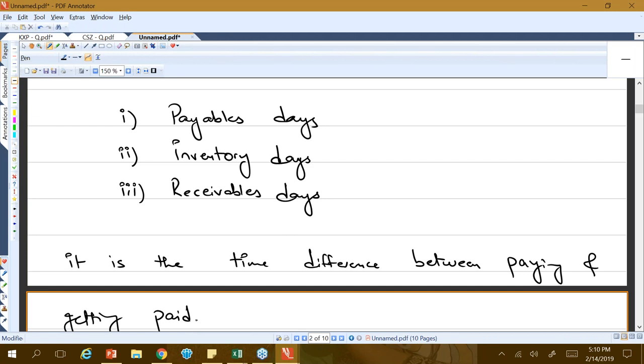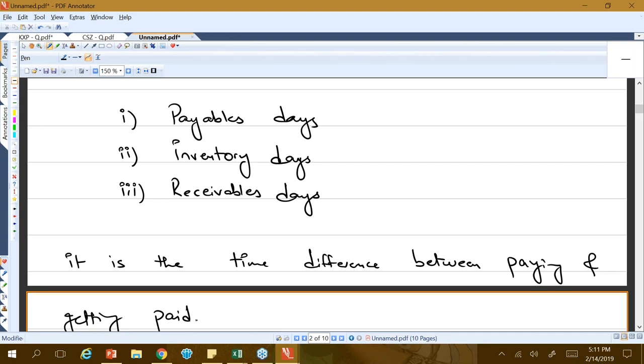So when exactly do we pay the suppliers, and when exactly do we get the money back from receivables? That time difference is computed by the cash operating cycle. So when do we pay the payables and when do we receive from the receivables? That is the time difference called the cash operating cycle.